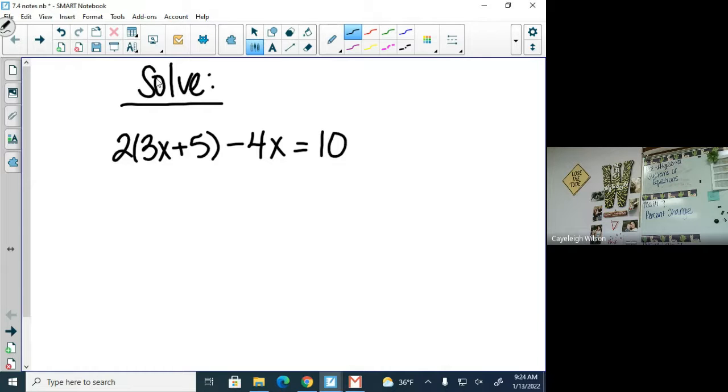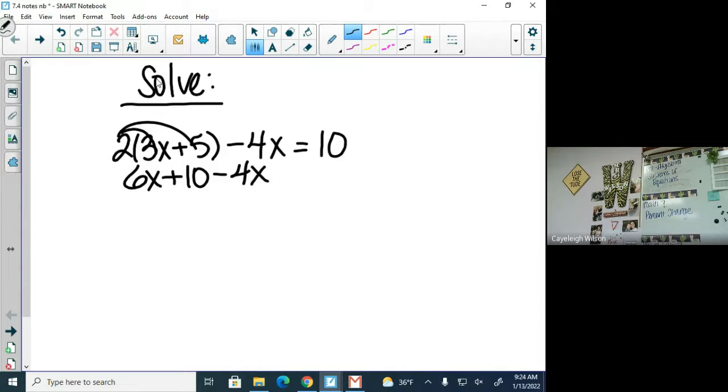All right, if you were going to solve this equation, can somebody raise their hand and tell me what you would do first? Multiply 2 with 3. Because that's called what? The parentheses are distributed. So 2 times 3x is 6x. 2 times 5 is 10.